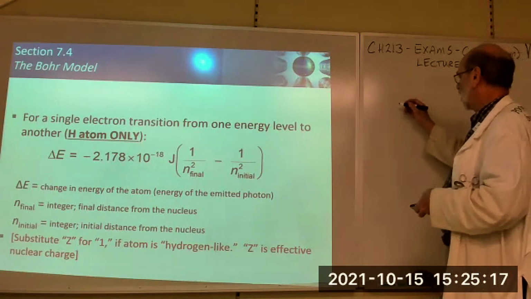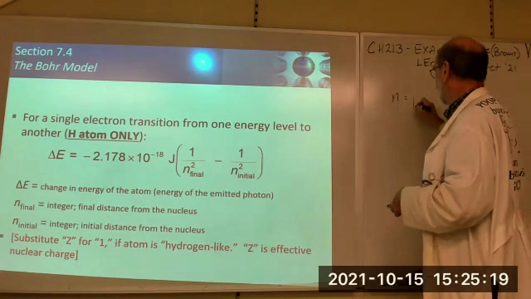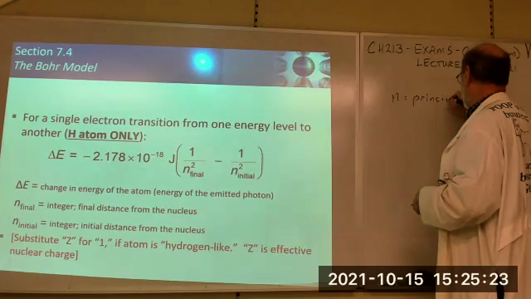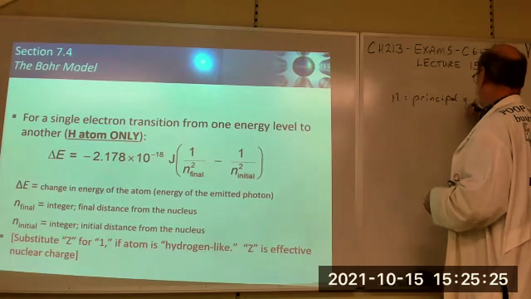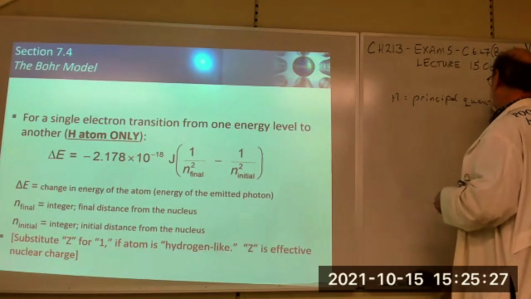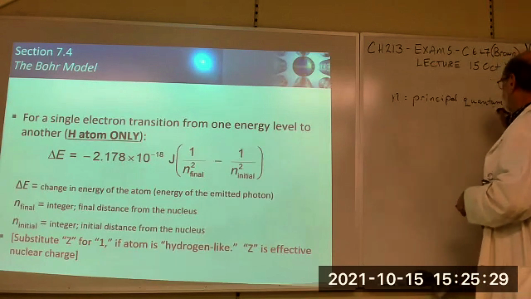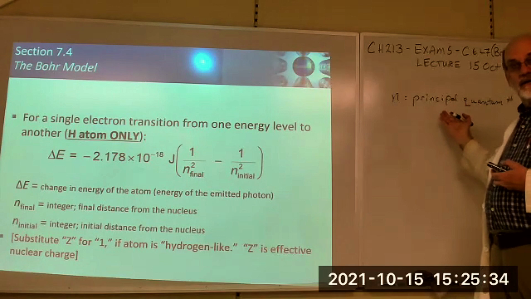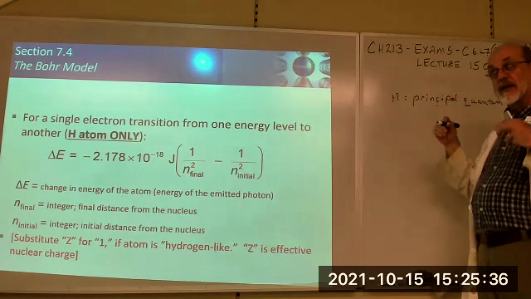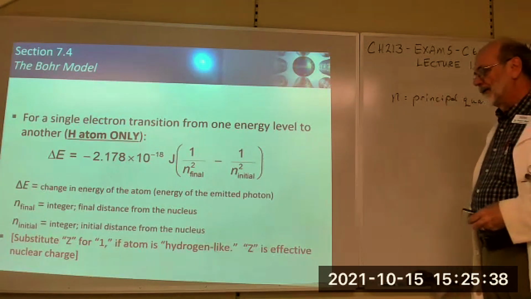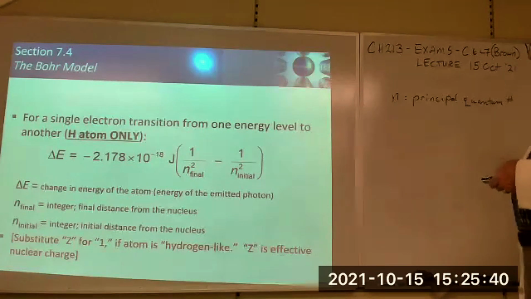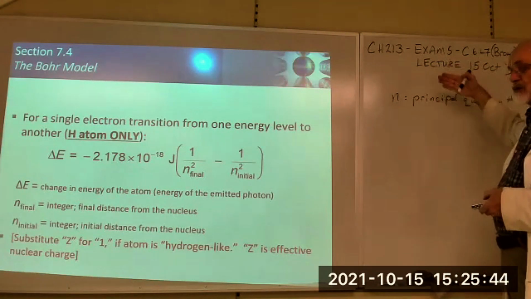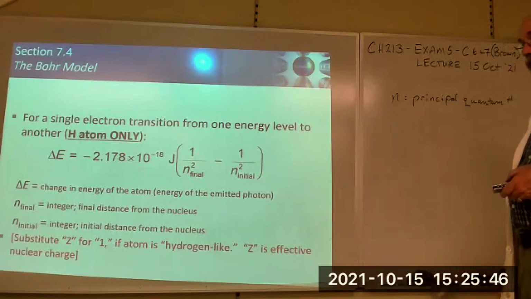And that N is also known as the principal quantum number. And it's always related to the energy level. N is, just think, when you see N, think energy. So the change in energy is when the electron jumps between these principal quantum levels.